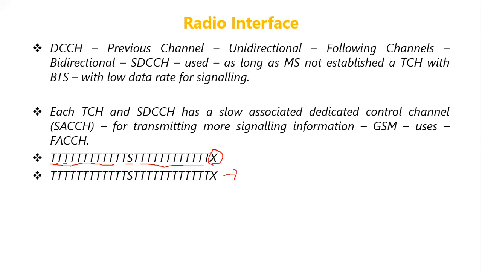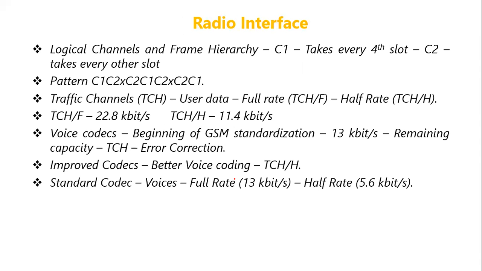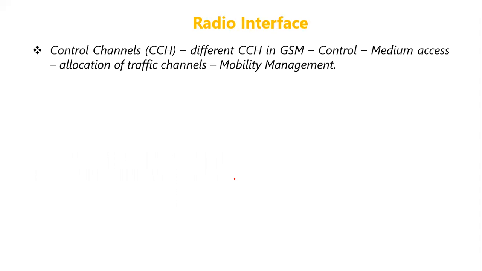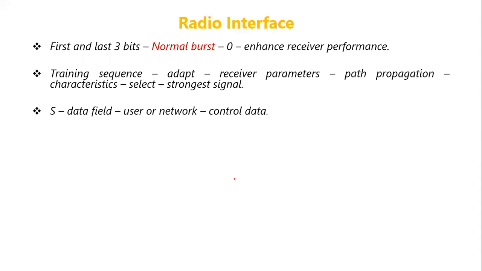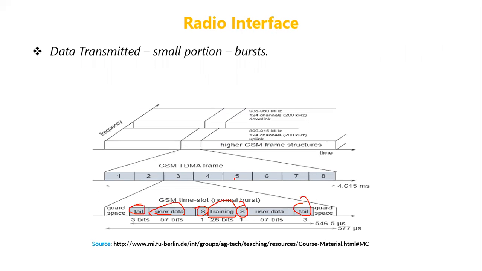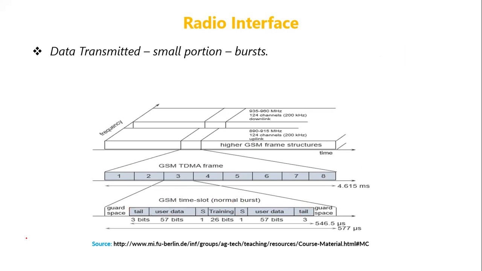Now recall that in the normal burst used for data transmission, in the previous diagram which we discussed, if you go back to the diagram, the number of bits used for data transmission is 114 bits, because there is one set of 57 bits and another set of 57 bits.